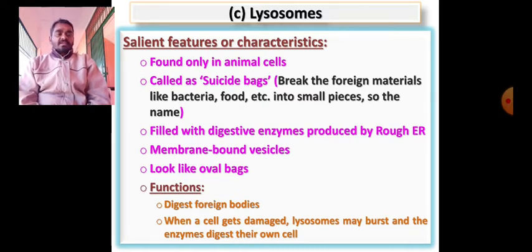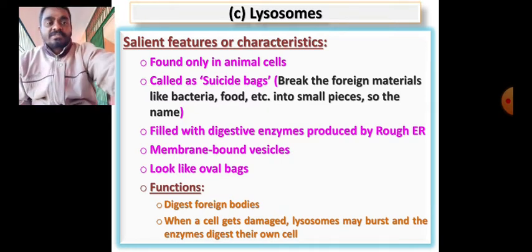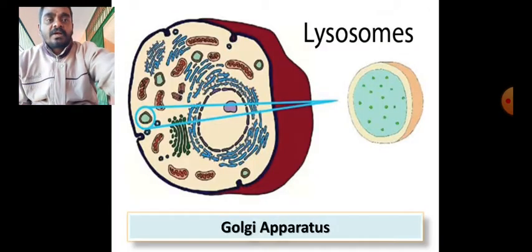When a cell gets damaged, lysosomes may burst and then the enzymes digest their own cell. The enzymes which are filled in the lysosomes go for digesting their own cell. So that way lysosomes are called like this.